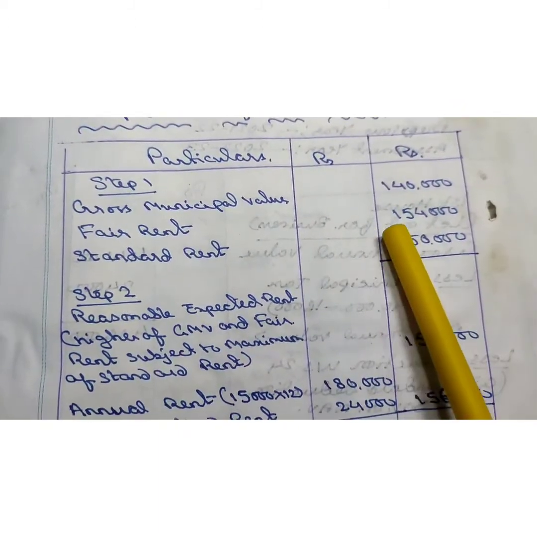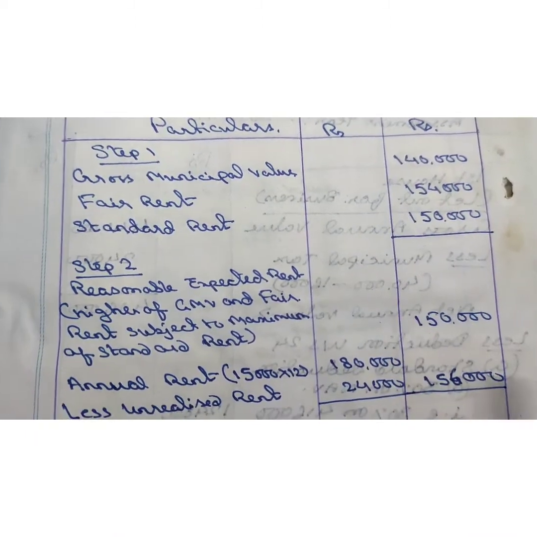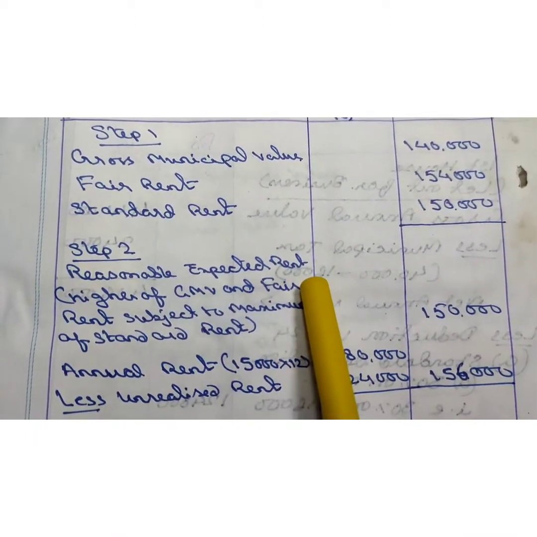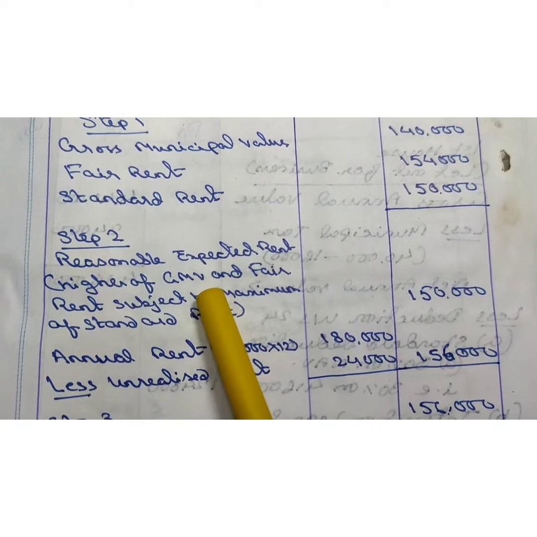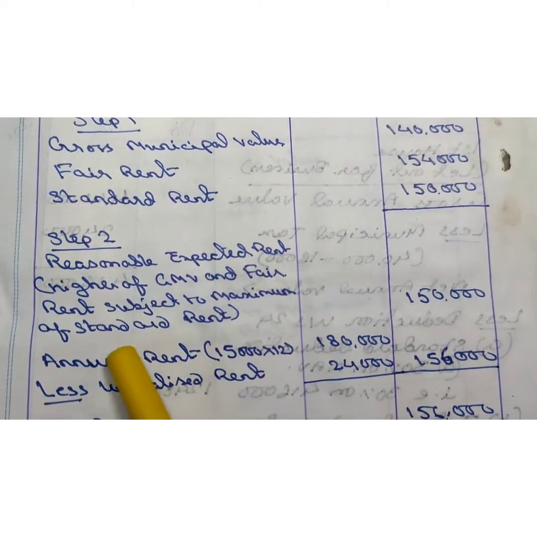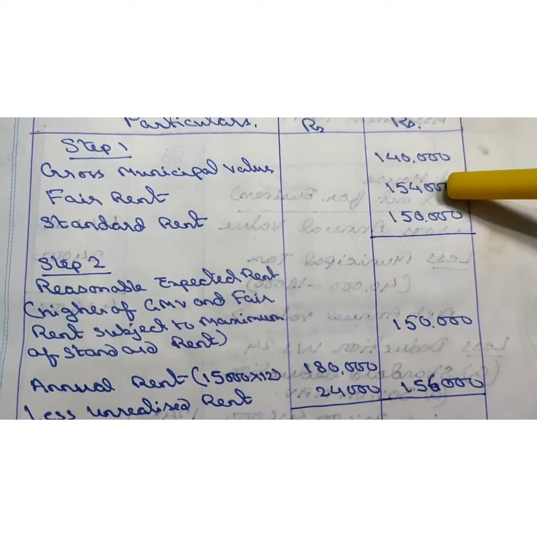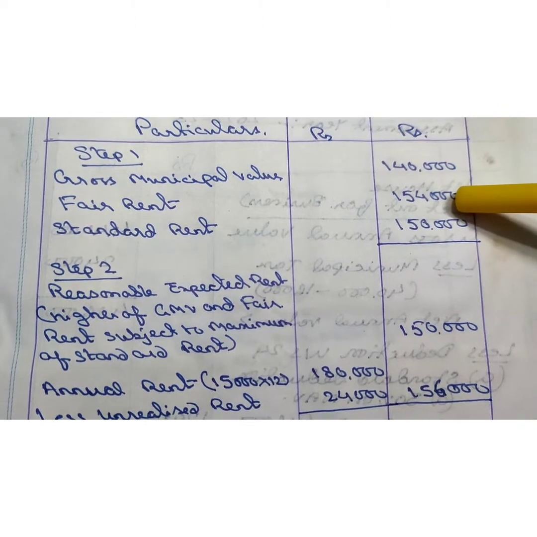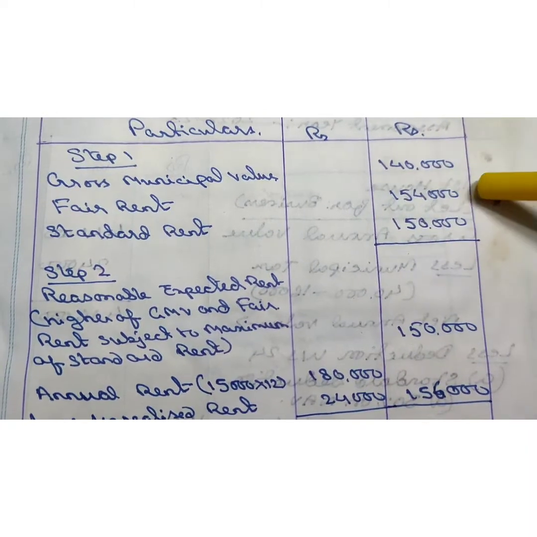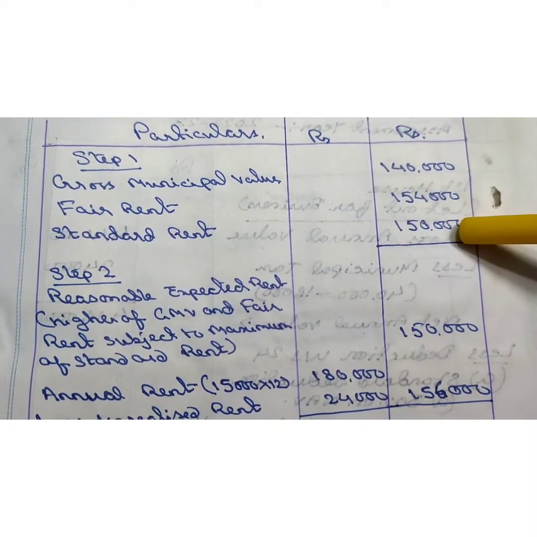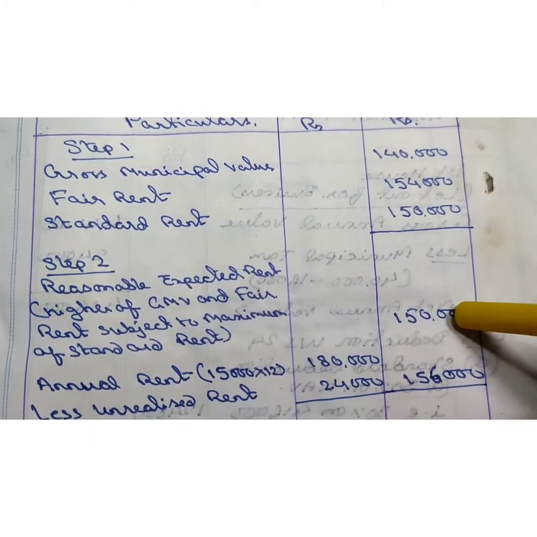Fair rent is given in the question, 1,54,000. Standard rent is rupees 1,50,000. Now the next part is reasonable expected rent. What is reasonable expected rent? It is higher of gross municipal value and fair rent, subject to a maximum of standard rent. That means first we have to compare gross municipal value and fair rent. Higher of these two is 1,54,000, but it exceeds standard rent. Reasonable expected rent cannot exceed standard rent. So we have to take this 1,50,000 as the reasonable expected rent.